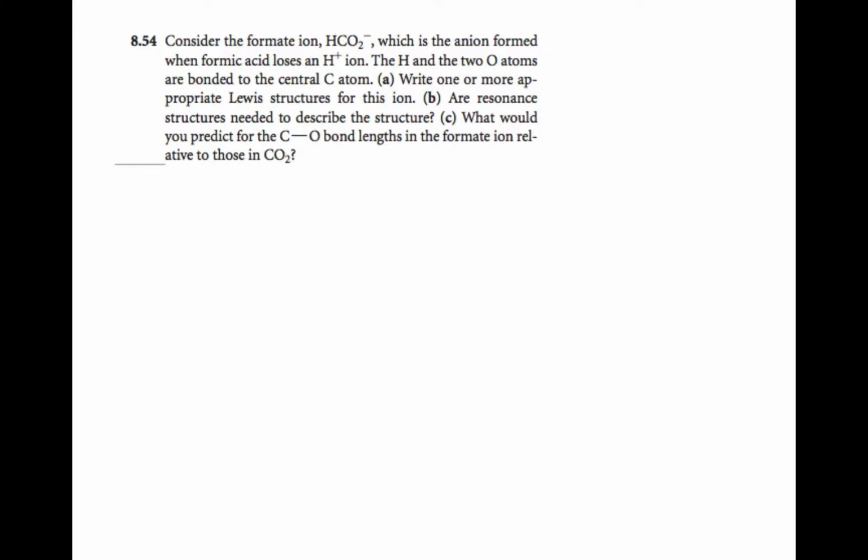Consider formate, which is the anion formed when formic acid loses an H. One of those H's came off of an O. The other H is connected to the central carbon. Write one or more appropriate Lewis structures for this ion. So this is the constitution of the molecule. This is a central carbon.